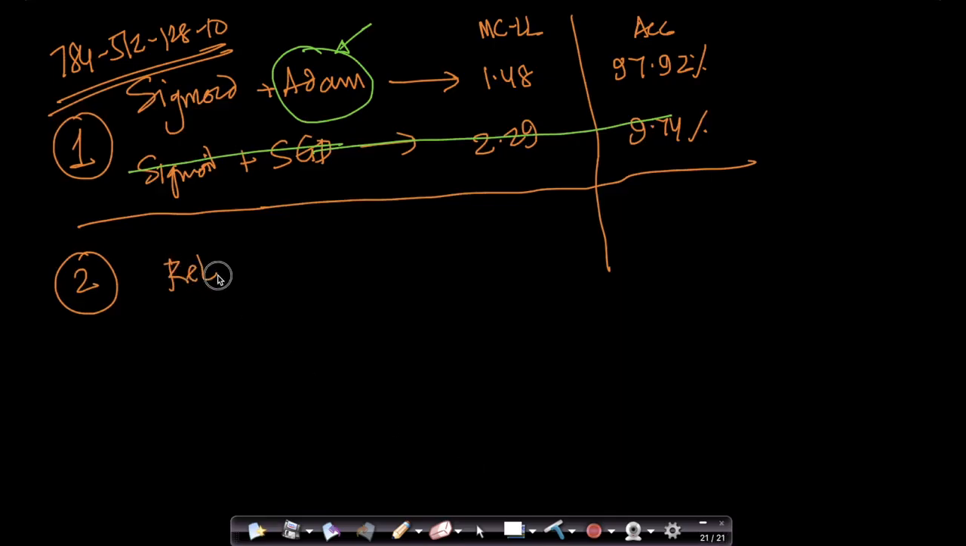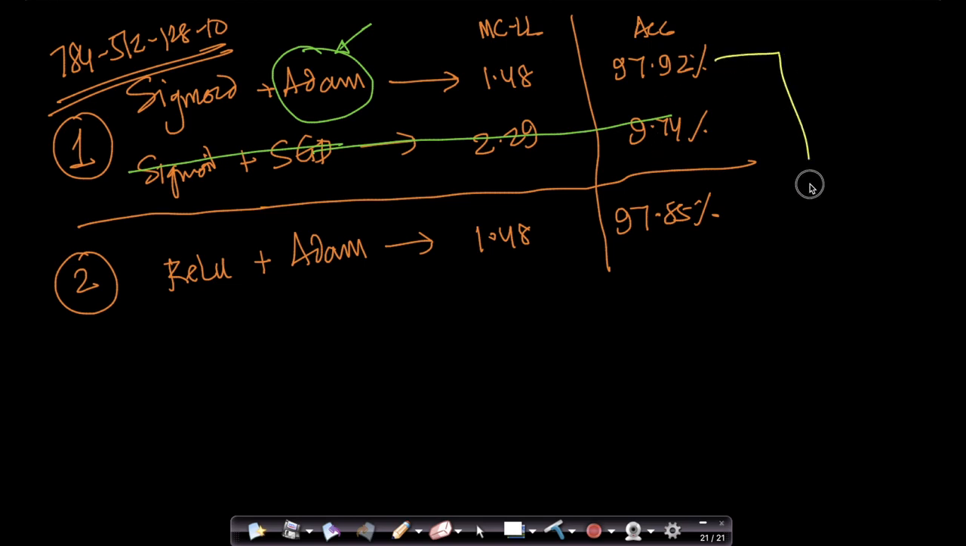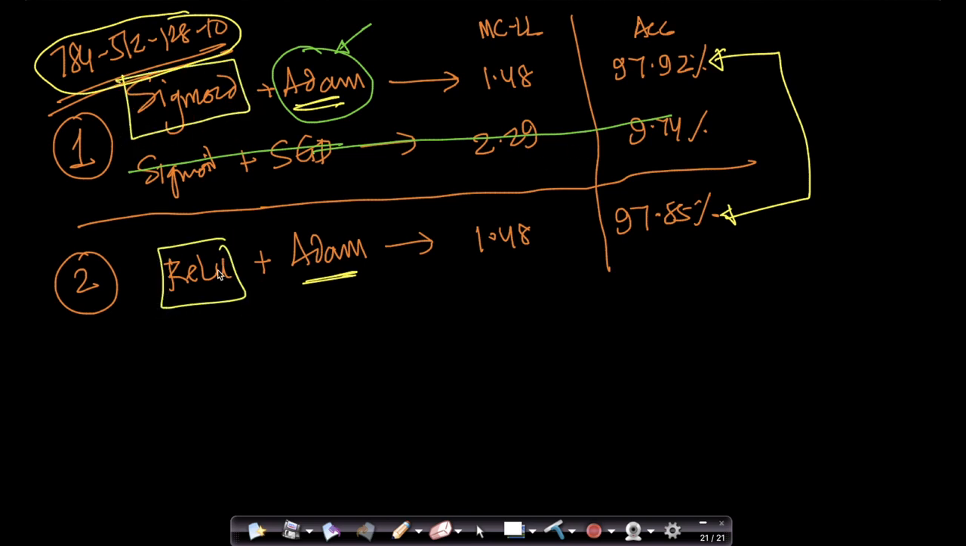So when I use ReLU plus Adam, I'm again getting 1.48. And what is my accuracy? 97.85. Right? So now let's compare these two, because that's a fair comparison. This is Adam and this is Adam. In both cases, the architecture is the same. We have run it only for 15 epochs in both cases. The only difference here is that here we have sigmoid, here we have ReLU. But at the end of it, they both tend to give the same value.